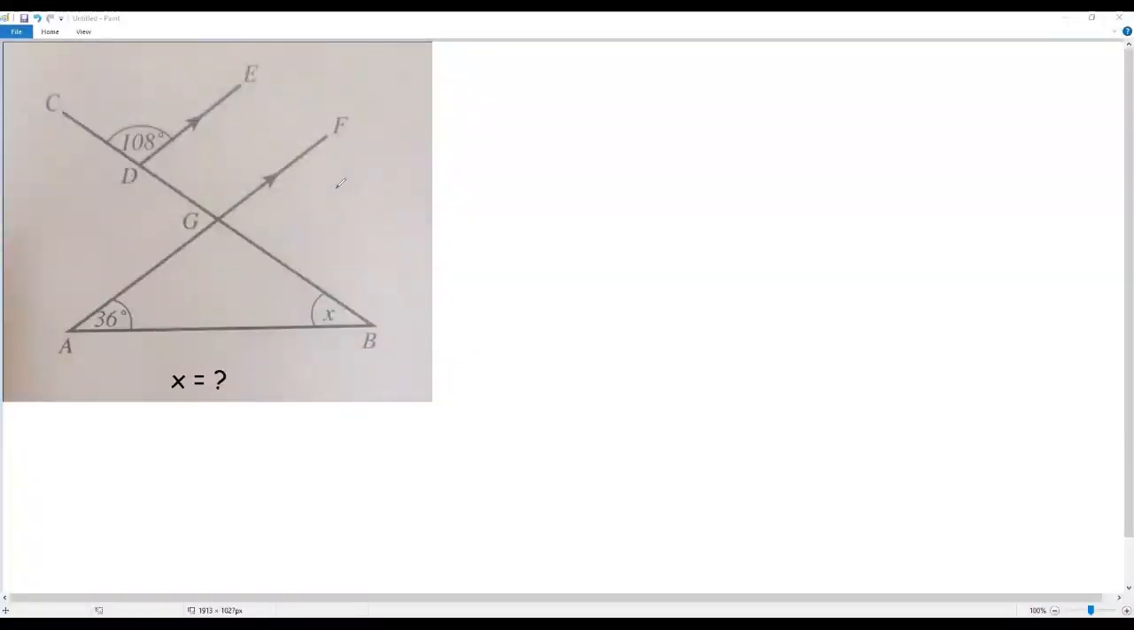Here we have a geometry problem. So in the given figure, we have to find the value of x. Okay, in the given figure, we have the two markings on the line segments DE and GF.